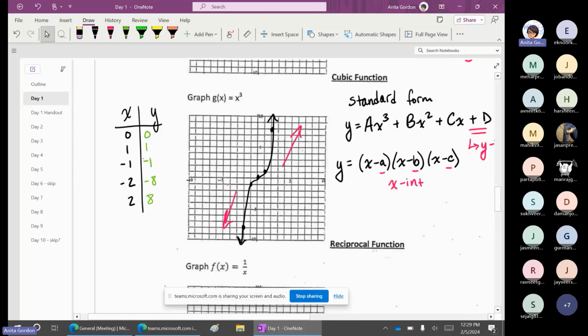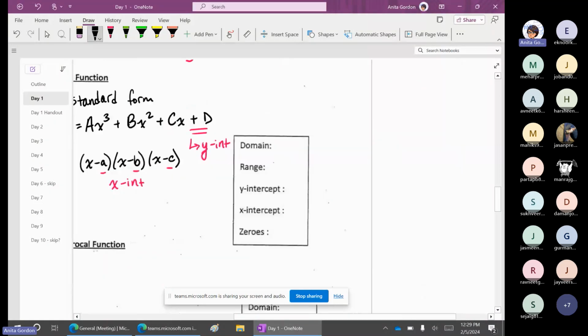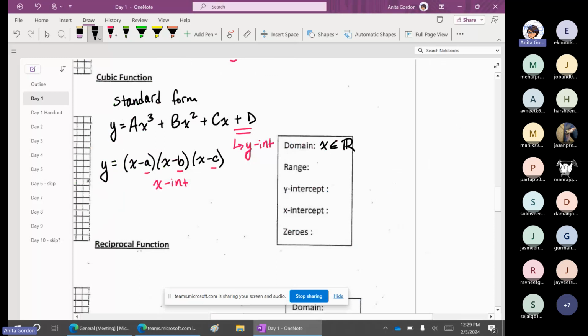Okay, so looking at our picture, let's answer this. What is my domain? Do I have restrictions, yes or no? No, so this is reals. What is my range? Do I have restrictions? Say again? Not in this case, because I'm going down and up, always. So in this case, I do not have restrictions on y either.